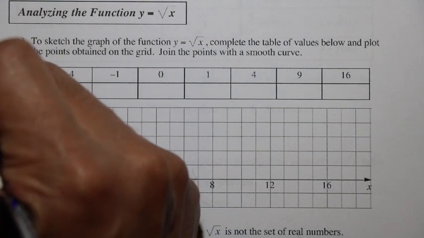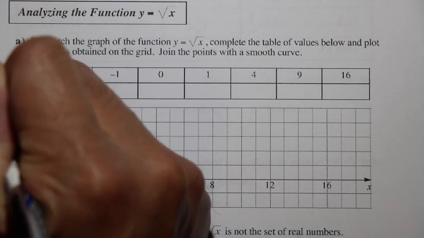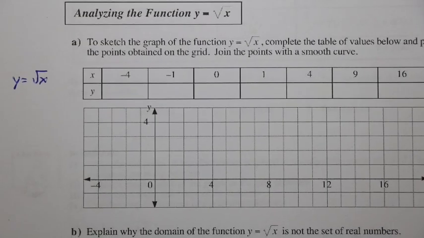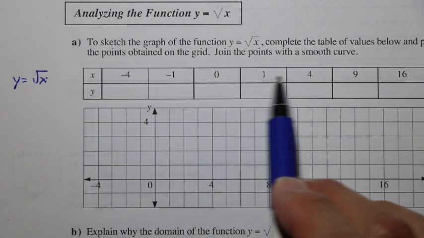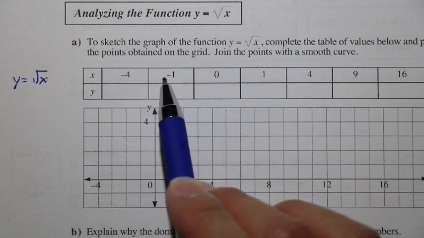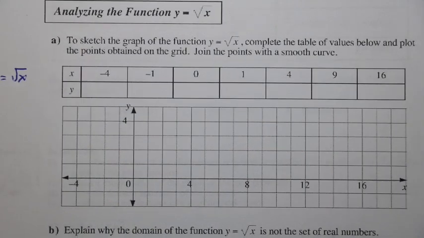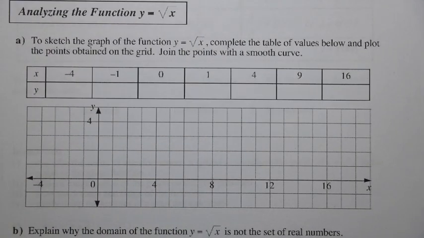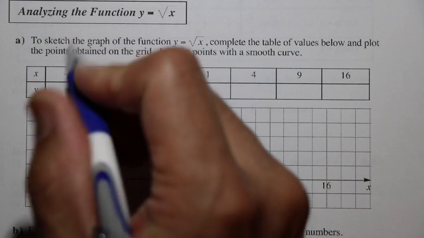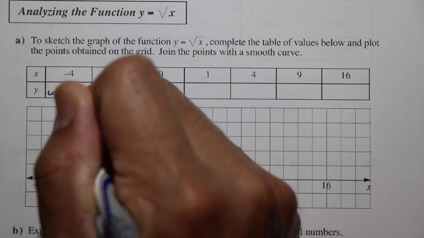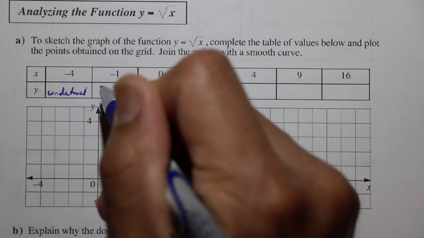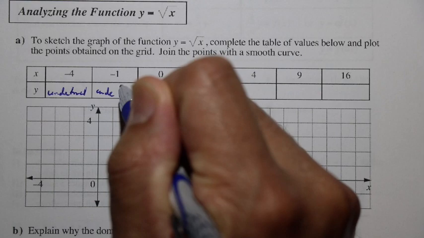So what we're trying to do is we're saying, if we said that y was equal to the square root of x, then let's use these x coordinates here, these numbers, as inputs and see what y ends up being. So we can use our calculator to do that. And if we did the first one, we would get an error because this is undefined. We also get an undefined value when we plug in negative 1.